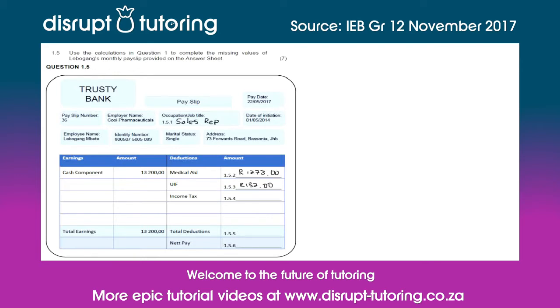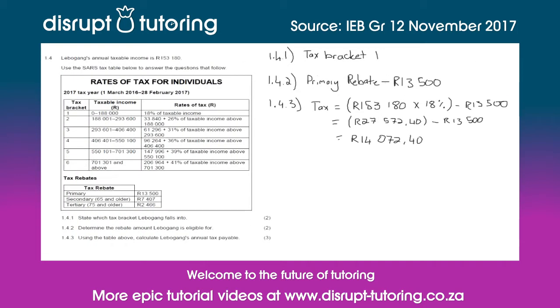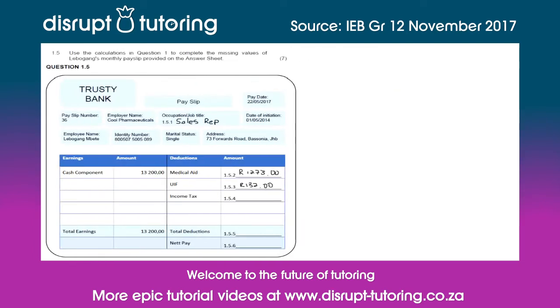And with 1.5.4, it's now the income tax. So that was back in question 1.4. And we calculated that his total yearly income tax is 14,072 Rand and 40 cents. So now his monthly income tax, because this is a payslip for 1 month, we need to do a little bit of calculations here.